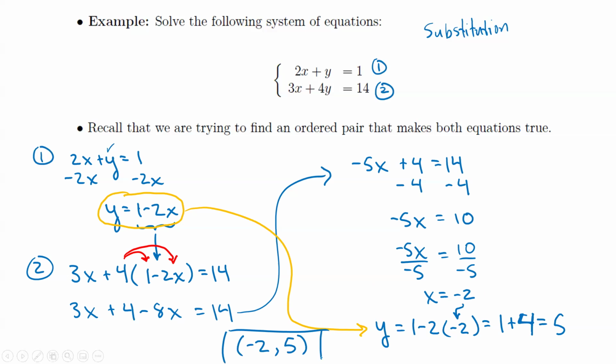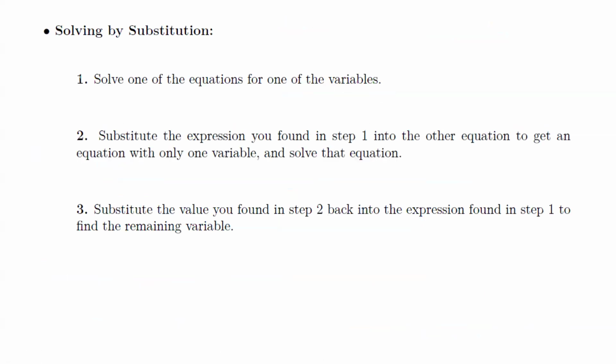So what we did was we solved one of the equations for one of its variables, right? Got it by itself. Then we substituted the expression we found in step one into the other equation, right? This is really important. If you plug it back into the same equation, then all you're going to get is a statement that is true, but is totally unhelpful in figuring out what the variables should be. So you need to be plugging it into the other equation. And then finally, substitute the value you found in step two back into the expression you found in step one to find the remaining variable.